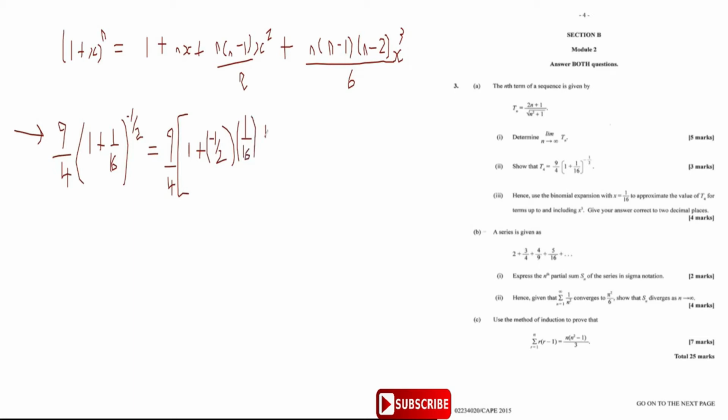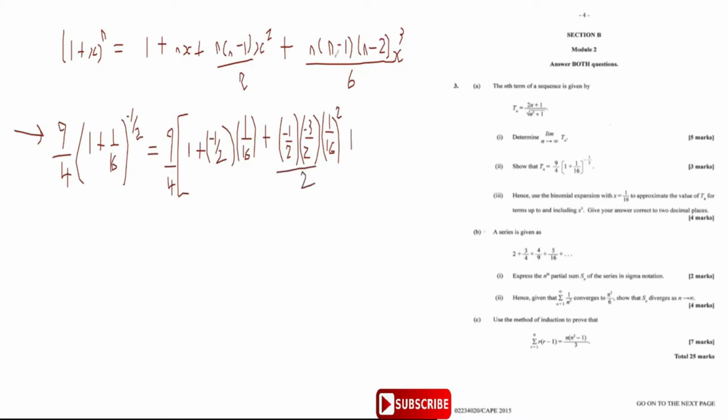Plus n times n minus 1. n again is minus a half. And so n minus 1 is going to be minus a half minus 1, which is minus 3 over 2. That's minus 3 over 2 times x squared. Remember, x is 1 over 16, so it's 1 over 16 squared. All of this is being divided by 2.